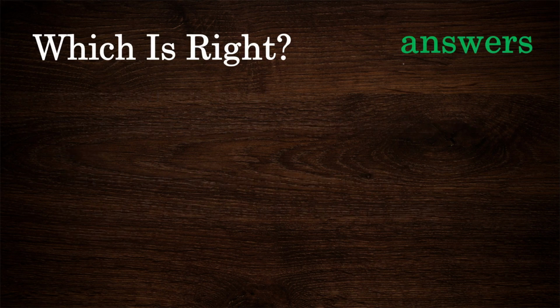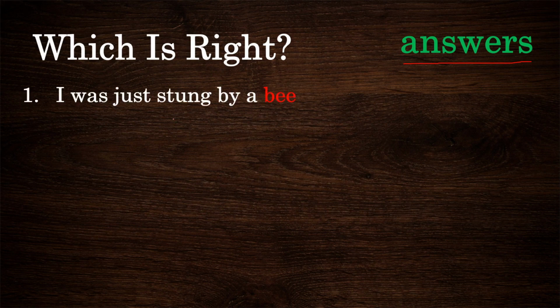Let's look at the answers. I'm just going to give you a bit of thinking time. Pause the video if you need any more. Let's look at some answers. I was just stung by a bee. The bee is the insect because it is not talking about anything, and it just stung the human, meaning it is a partial subject, meaning it must be a noun, aka the bee.